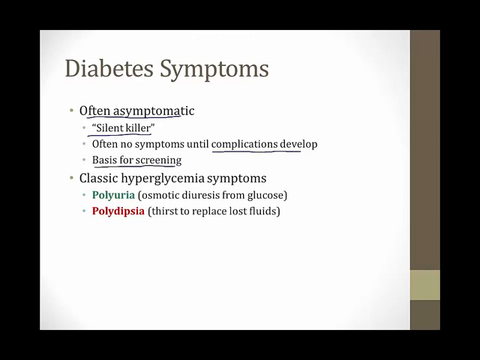If patients do develop symptoms, it's often from hyperglycemia, and the symptoms that you can see with significant hyperglycemia include polyuria and polydipsia. So the polyuria means frequent urination, and this is because glucose in the urine acts as an osmotic agent and causes an osmotic diuresis. The polydipsia is increased thirst, and that's thirst to replace the lost fluids in the urine.